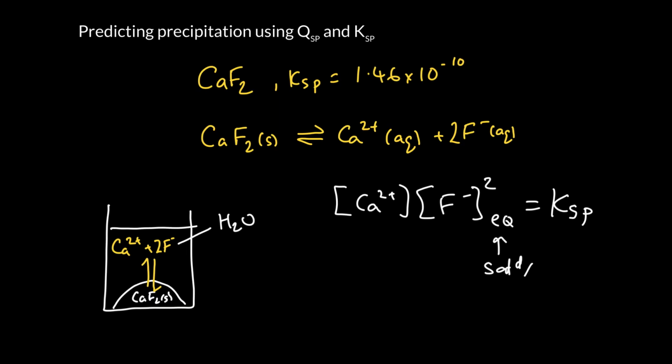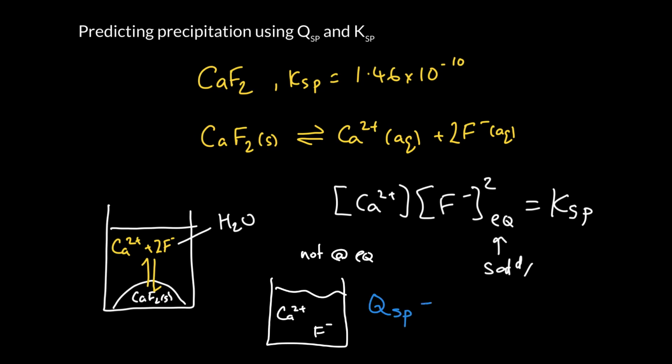Well, what happens if we are not at equilibrium? How might we not be at equilibrium? Perhaps we've got a beaker that is potentially not at equilibrium, and inside we've got some calcium ions and some fluoride ions. The question is, how do we know whether we're at equilibrium or not? The answer is we calculate the reaction quotient Q. Because we're dealing with the solubility product, we're going to call it Qsp. And Qsp is going to be the actual concentration of those ions at that moment in time: the actual concentration of calcium times the actual concentration of fluoride squared.